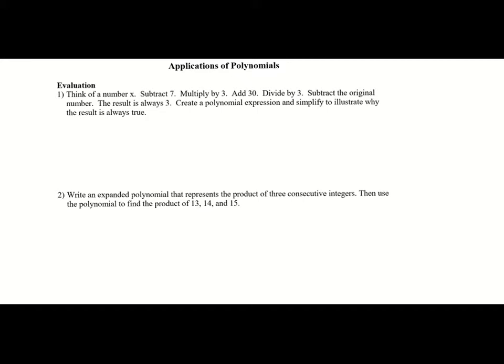So for number 1, it says think of a number x. So x is going to be our variable. Subtract 7, multiply by 3, add 30, divide by 3. Subtract the original number, the result is always 3. So they want us to create a polynomial expression and simplify to illustrate why the result is always true.